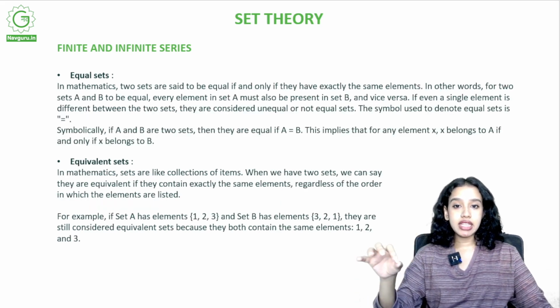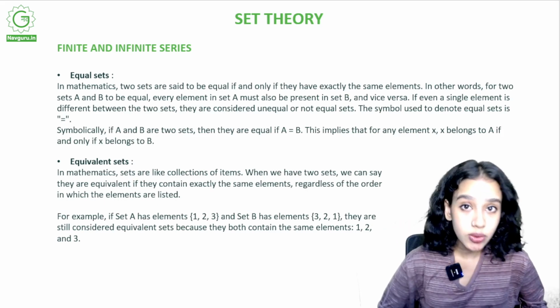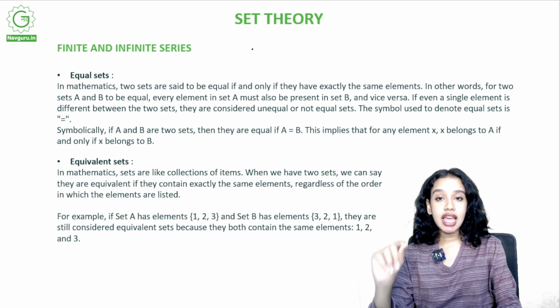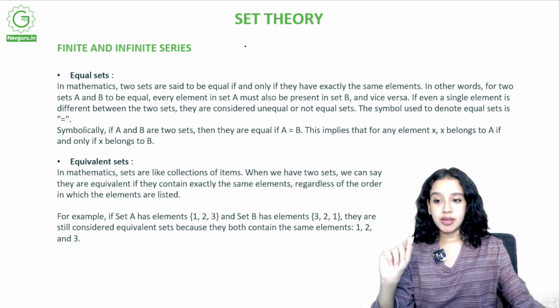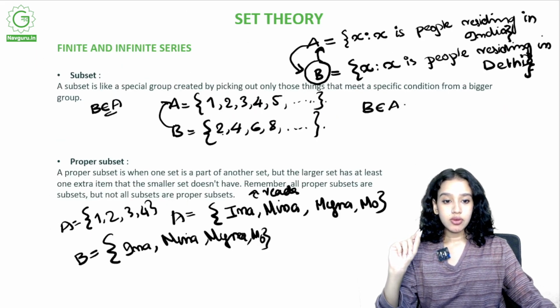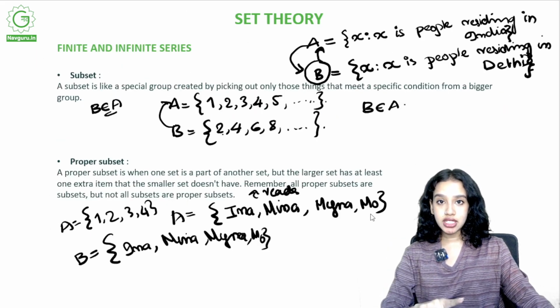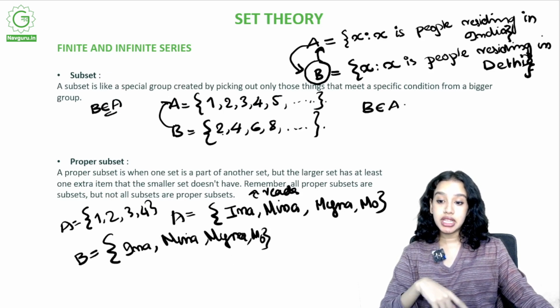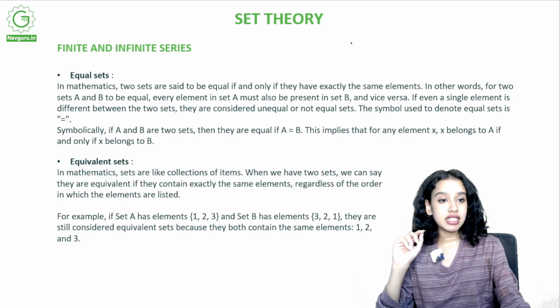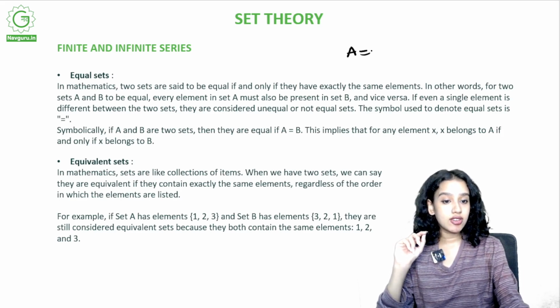Now, we have equal and equivalent sets. So, equal sets: we say that 2 sets are equal when they have the same elements. Like we talked about in the earlier slide, we have 4 people here, and we have the same 4 people in another set. Now A and B are equal sets, right? We could write the set if they're equal as A = B, right?